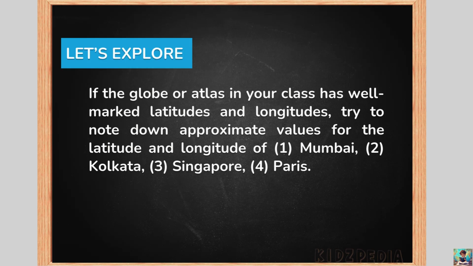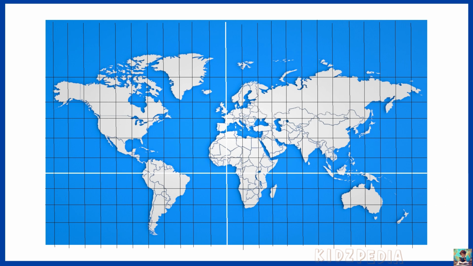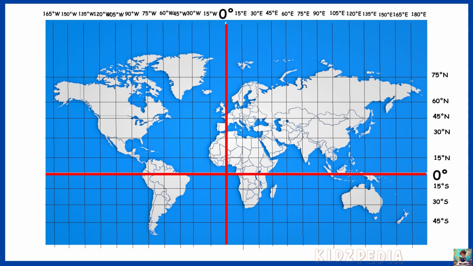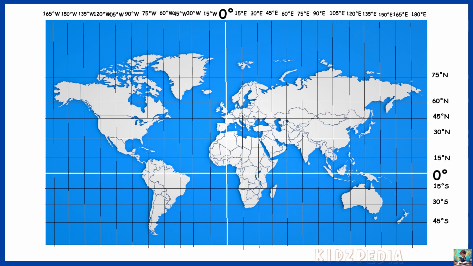Let's explore. If the globe or atlas in your class has well-marked latitudes and longitudes, try to note down approximate values for the latitude and longitude of Mumbai, Kolkata, Singapore and Paris. If your globe or atlas has clear lines for latitude and longitude, look for these cities on the globe. Then note down its latitude, how far it is north or south from the equator, and its longitude, how far east or west from the prime meridian. This will help you practice using grid lines to find places on earth.